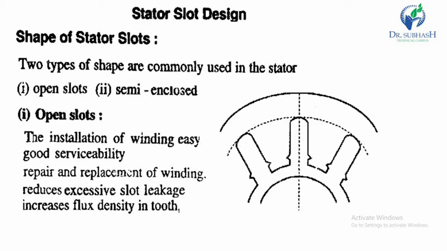Now stator slot design. First of all, in stator slot design, we introduce the shape of the stator slot. Generally we have two types of shapes commonly used in an induction motor stator. The first one is an open type slot and the second one is a semi-enclosed slot. In the open type of slot, the slot opening will be equal to the width of the slot.